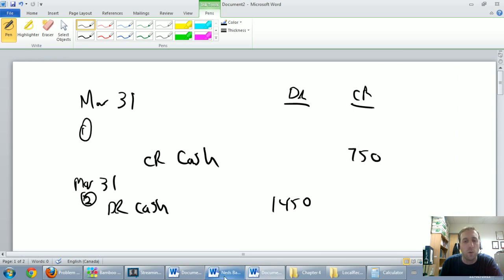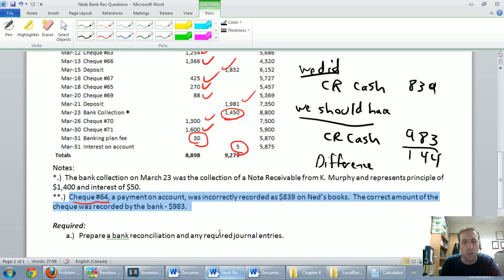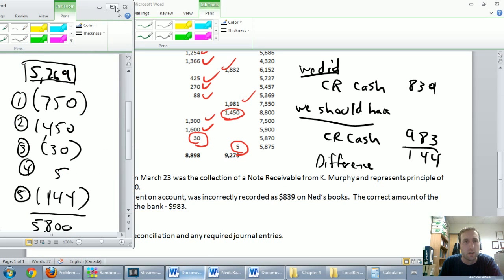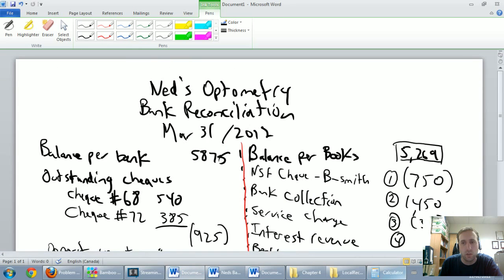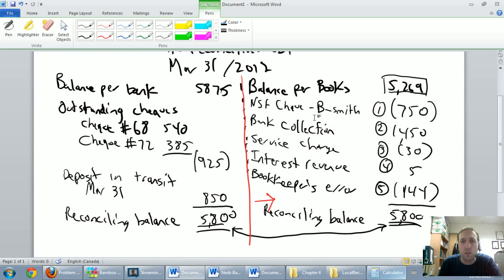Let's look at journal entry 1, and this time we're going to have to look at the whole thing. Maximize that one, and let's zoom out. Okay, there we go. So journal entry 1 was related to this NSF check from B. Smith. What we've got to say to ourselves with this NSF check is, what would you do? If you're placed in this situation, what would you do?